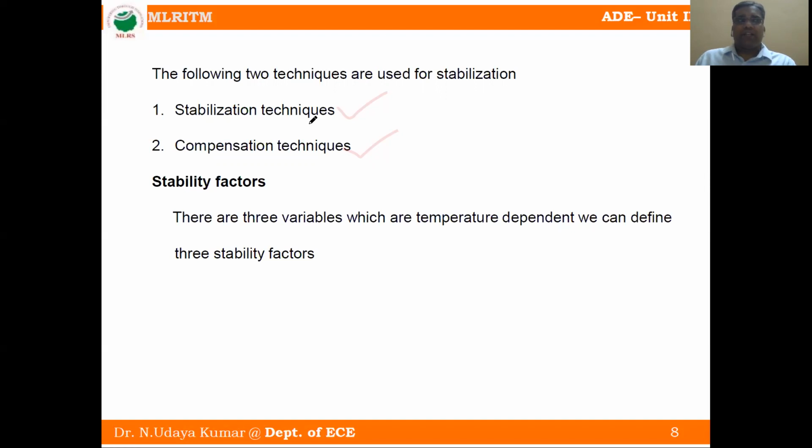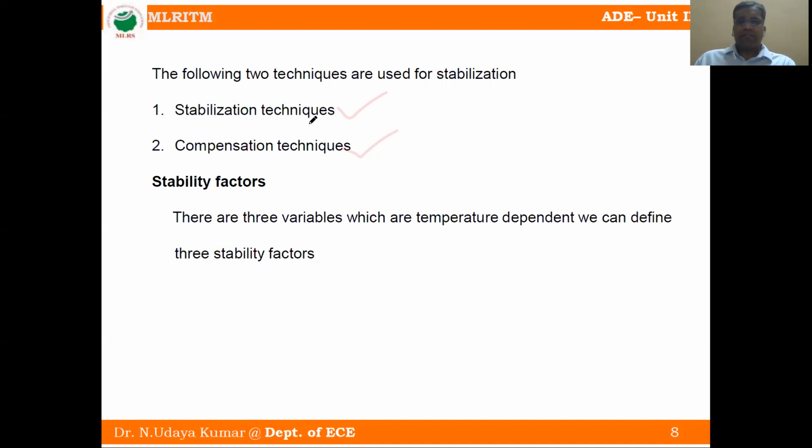See, in thermal runaway, if temperature increases, IC increases, IC naught increases. If IC naught increases, the transistor gets heated. So that is the instability process. To minimize that, the base current is also varied, to maintain the IC almost constant in spite of variation of beta, IC naught and VBE. So that is called stabilization technique.